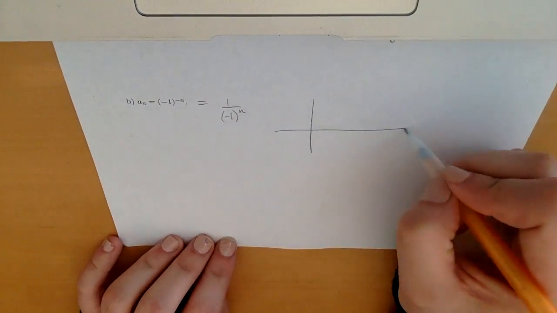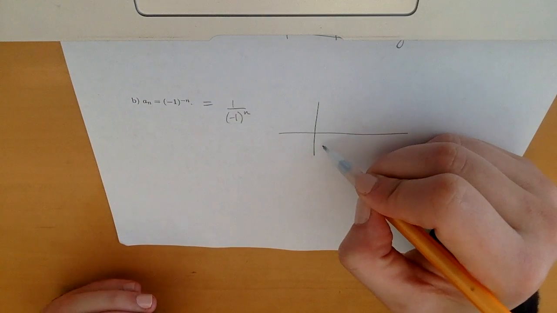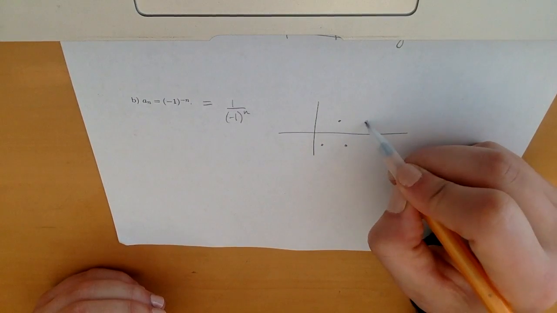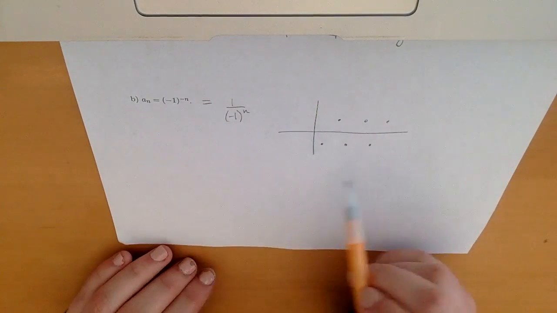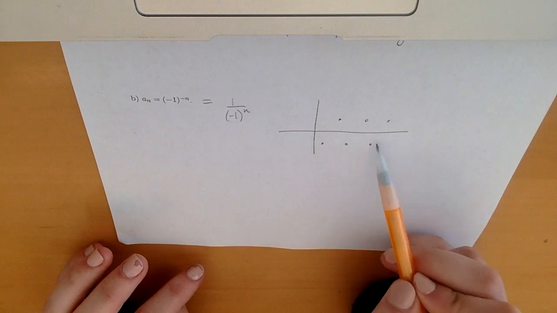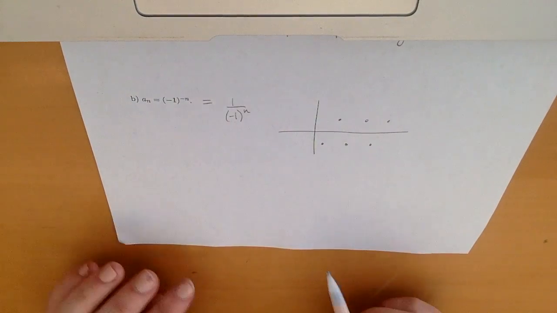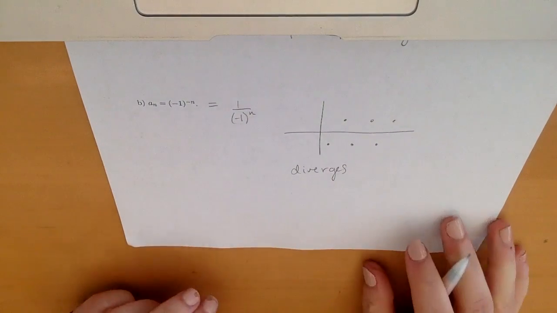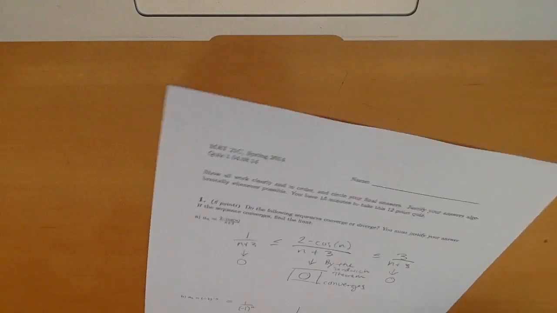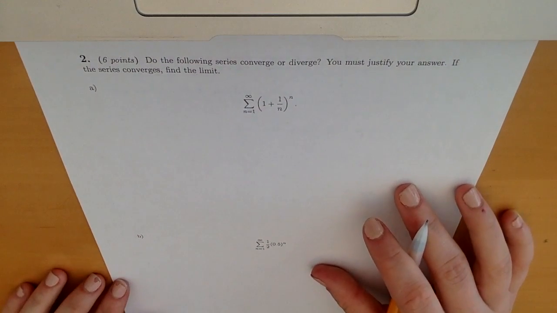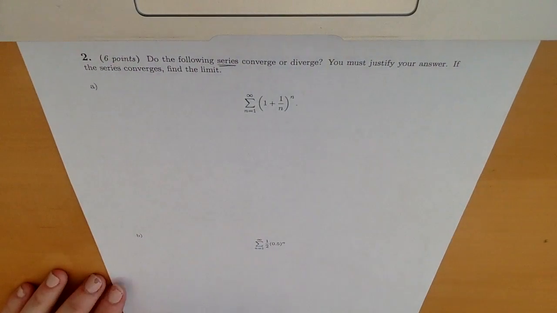If we draw a little picture of it, at first we're at negative 1, and then we're at 1, and then negative 1, 1, and so on and so forth. So clearly this is not converging to anything. All we're doing every time is oscillating back and forth between the same numbers. So this sequence diverges.